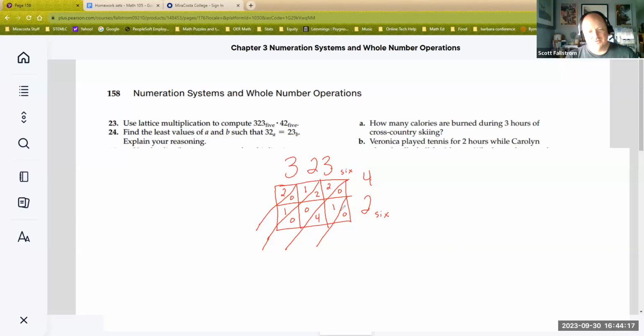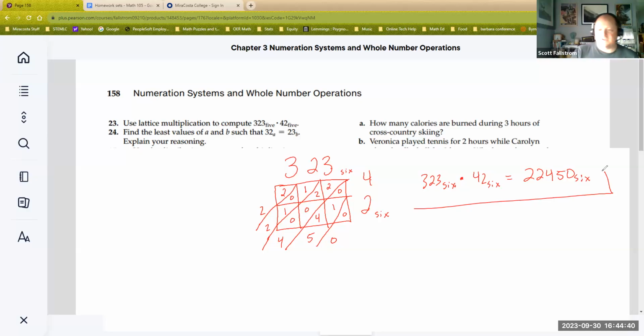Bring down the diagonal. 0, 5. 2 plus 2 is 4. 1 plus 1 is 2, and 2. So 3, 2, 3, base 6 multiplied by 4, 2, base 6 is 2, 2, 4, 5, 0, base 6. Yeah, 4, 5, 0, base 6. And there's my final answer.